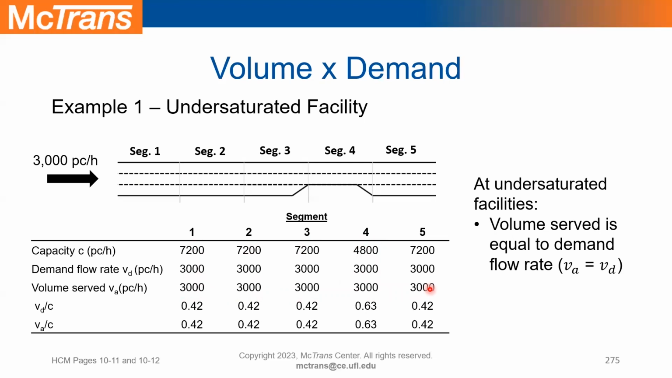We have not hit capacity. We are dealing with an undersaturated case. And if you remember, in the undersaturated case, I told you demand is equal to volume served. There are 2 more MOEs that are reported when we do analysis in the HCM. One is demand to capacity. The other one is volume served to capacity. As you can see, both these numbers are less than 1, and that's what it means that we have an undersaturated case here.